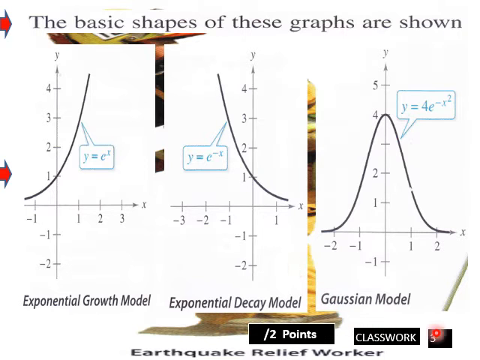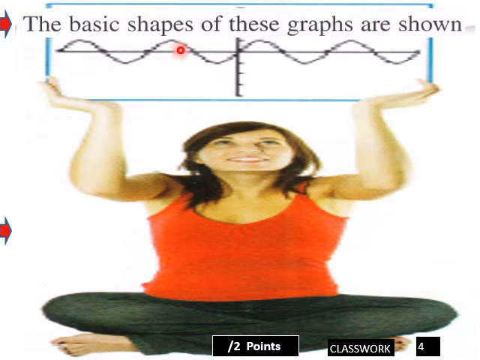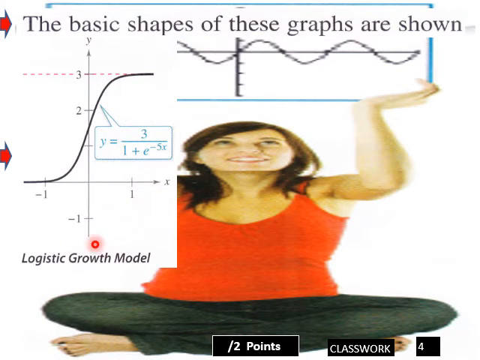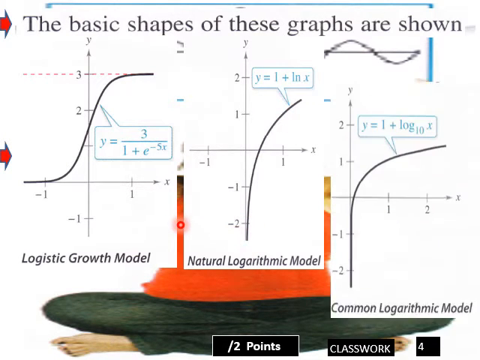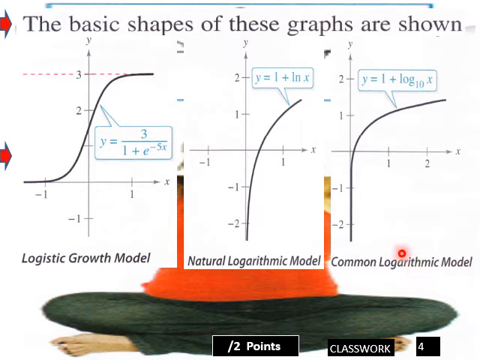This is your classwork sheet page 4, the basic shapes of these graphs. Again, we have a logistic growth model here. This is the logistic growth model. And then the natural log model would be this here, natural log. And then the common log is here. Again, this is a class worksheet, slide number 4.